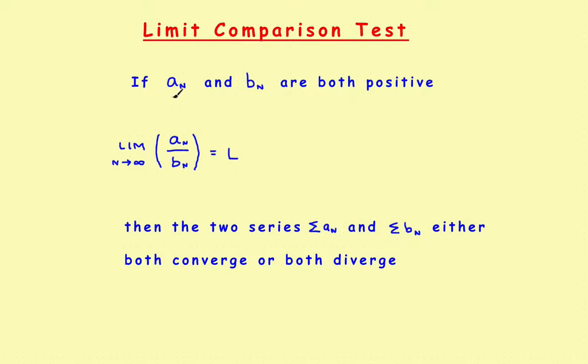It says if you have two sequences, A and B, and they're both positive, that the ratio of those two sequences as n goes off to infinity, if it's equal to a constant, then you can show that the two series either both converge together or both diverge together. Now, in this form, it's kind of hard to picture what's going on, so let's take a look at both the direct comparison test and the limit comparison test side by side and see what they look like.